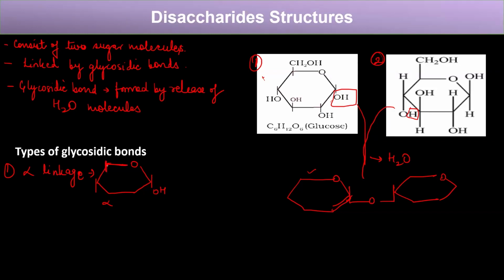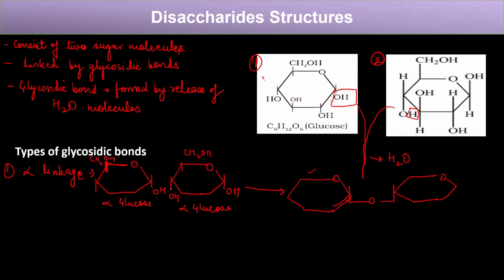This is alpha glucose, because it will have CH2OH. And again, you have another alpha glucose. Okay, you have another alpha glucose. So OH is here, this is your other OH, and this is your CH2OH. So this is again alpha glucose. In this case, when the bond formation takes place, it will look something like this.